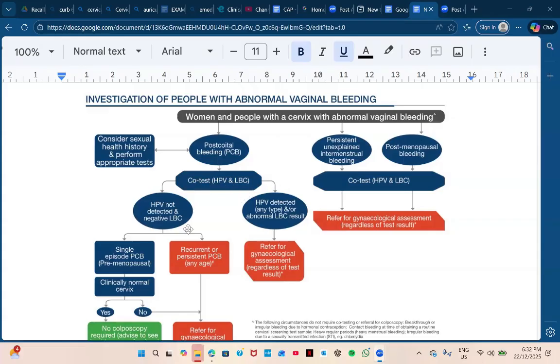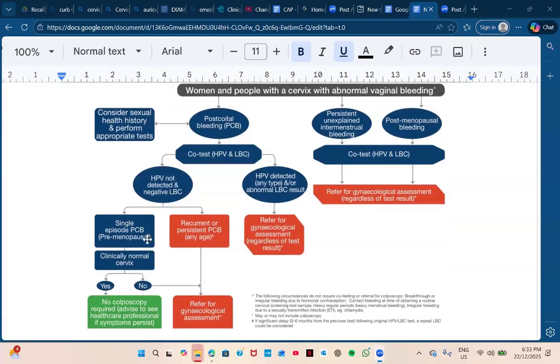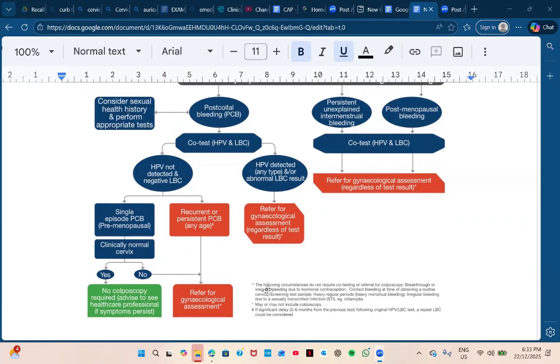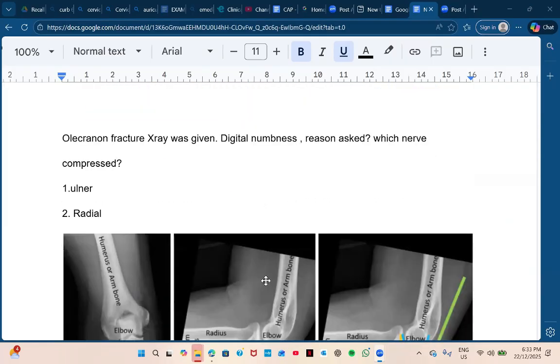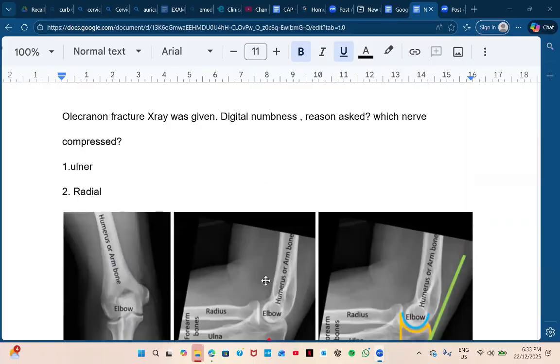If HPV is not detected and LBC is negative, in the case of a single episode of PCB, you don't have to remember these details, just remember about the cervical screening test. Usually they ask about that, and after that we have to refer for gynecological assessment. Because here HPV is detected, or in this case, even though the HPV result is pending, we have to refer to the gynecologist. And the recurrent case is also the same. Just give it a read. This is not the topic, I know, but give it a read, okay?